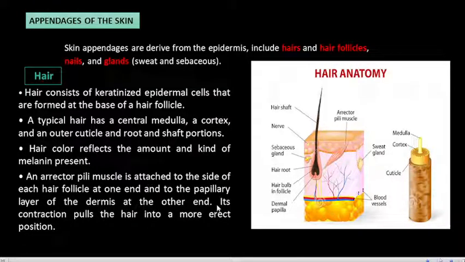So, ang main function ng arrector pili natin is to produce goosebumps. Okay? So, kapag nag-contract yung inyong arrector pili, nangyayari, tumataas ang balahibo. So, meron din tayong muscle that can move our hairs, no, sa ating skin. Yan siya. So, goosebumps.